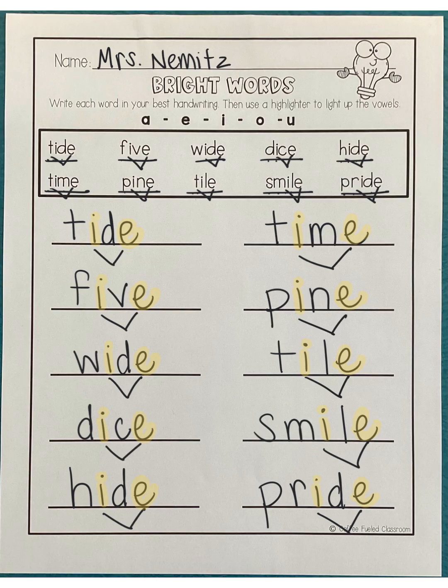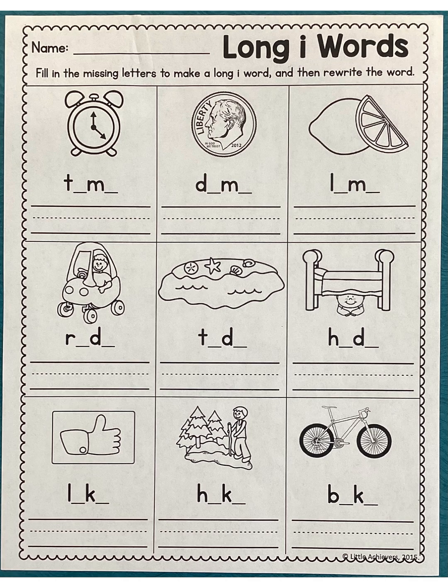Flip your paper over. On this side, friends, we're working with long I words. The directions say fill in the missing letters to make a long I word, and then rewrite the word. Our first picture is of time. T-I-M. I have a long I with an E at the end. Time. Please write time. T-I-M. Long vowel, silent E.